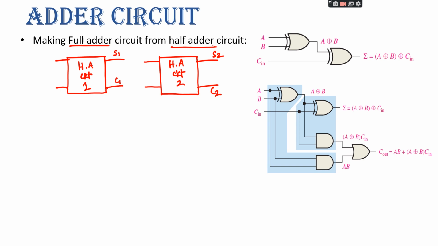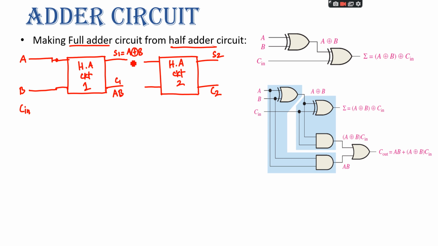Now for the full adder circuit, how many inputs do you have? 3, right? A, B and C in. So now if I put A as an input here and B in the second input, the output of the half adder circuit S1 should be A exclusive OR B, right? And the output of the carry should be the multiplication of the inputs, so it should be AB, right?